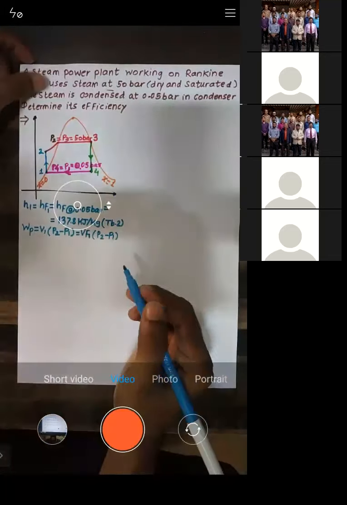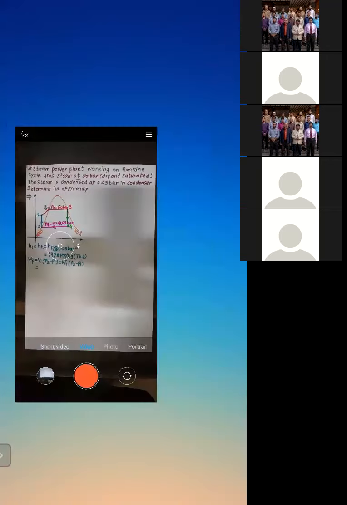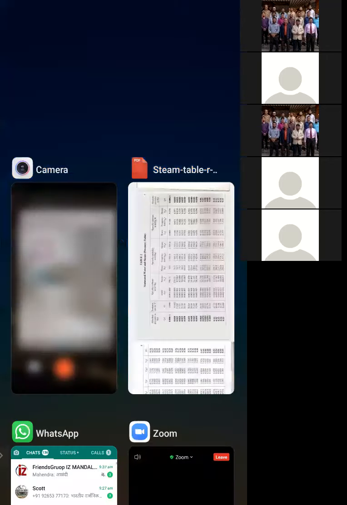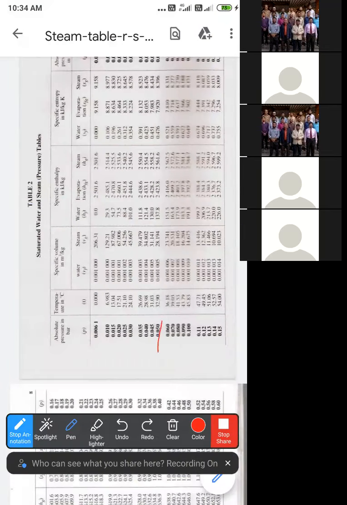So now V1, how should I get V1? Again, I need to go to the table. Let us see that. At 0.050, this is the pressure. I want vf. Can you see this value of vf, all of you? 0.001. This is the value of vf. Is it okay?